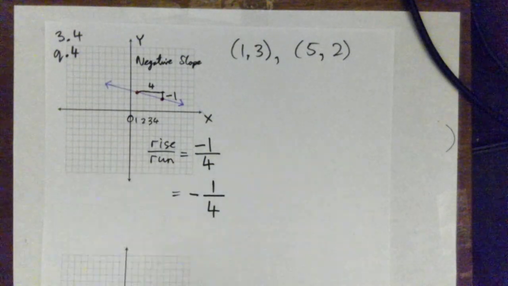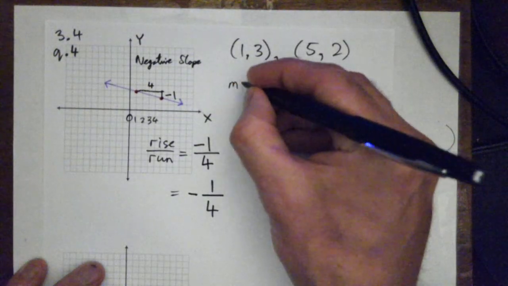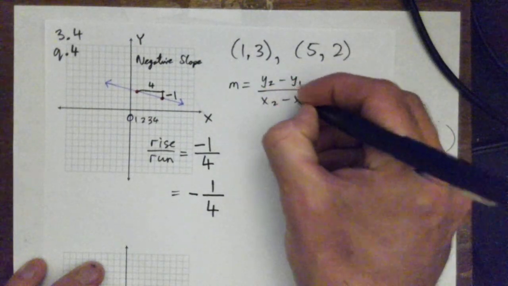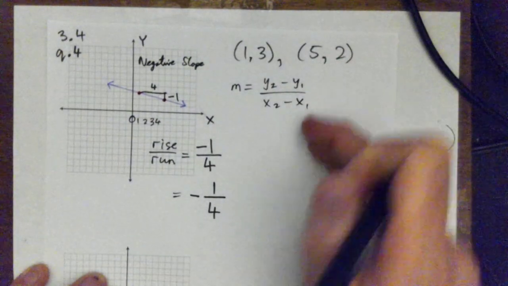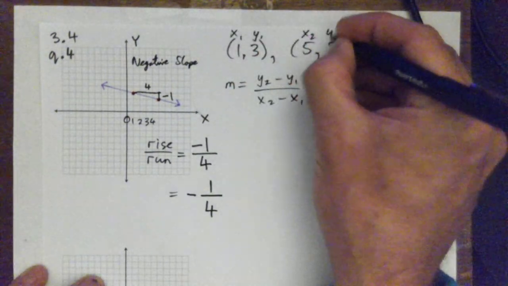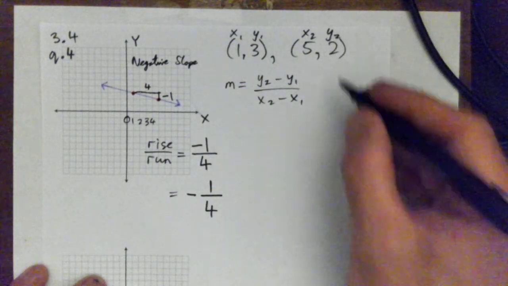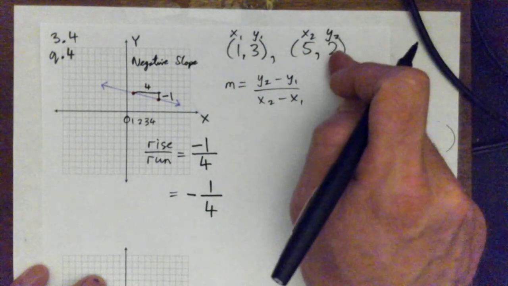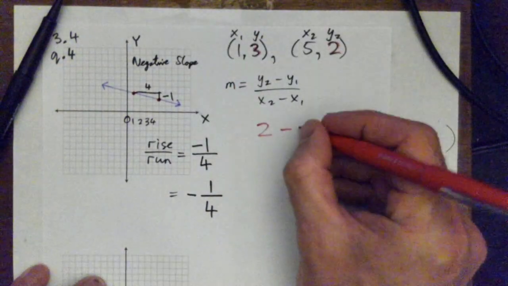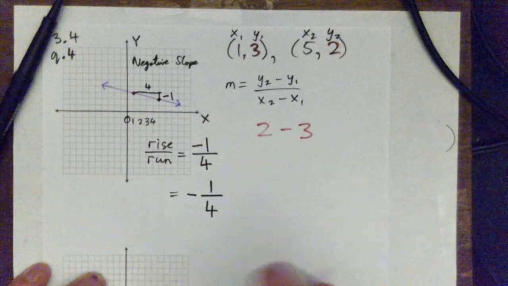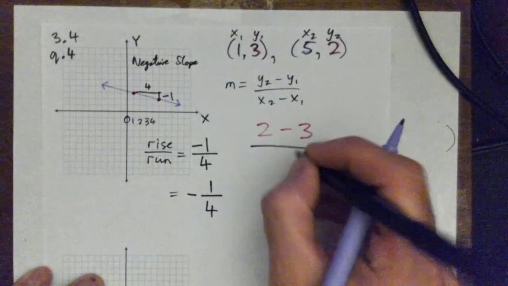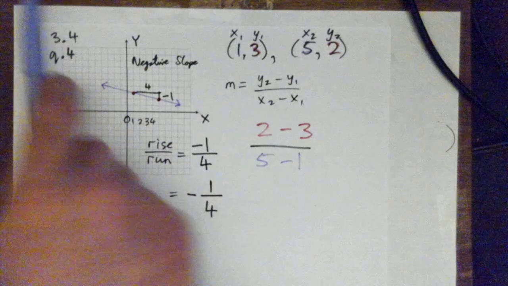And we're also going to get it with our formula. Remember, the slope is y2 minus y1 over x2 minus x1. The difference between the y's over the difference between the x's. If this is the first point, x1, y1, and this is the other point, x2, y2, remember that, right? So the difference between the y's, there's a y of 2 and a y of 3. So I'm just going to go 2 minus 3 on the top of that fraction. And then I'll get the difference between the x's. I got a 5 and I got a 1. So just divide that by 5 minus 1.